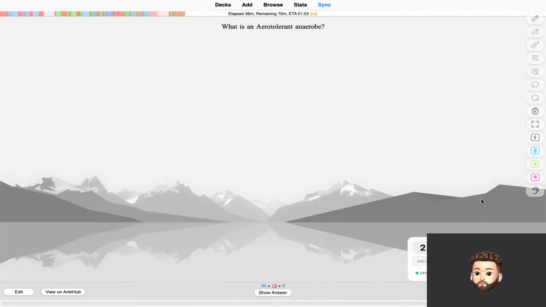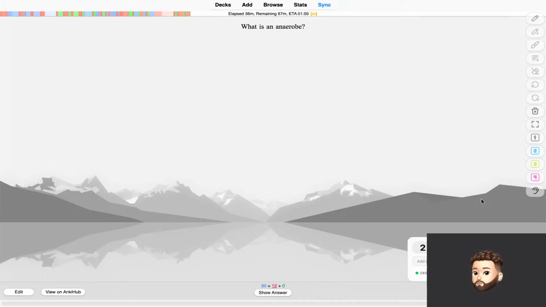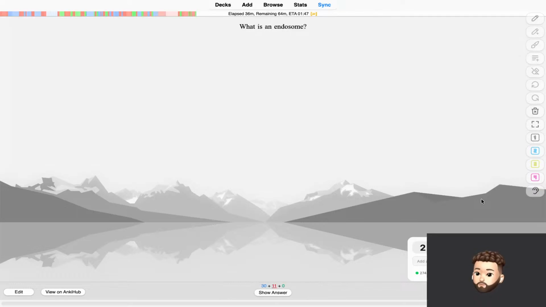What is an aerotolerant anaerobe? It won't die in the presence of oxygen, but it doesn't use it in its metabolism either. What is an anaerobe? It doesn't need oxygen to survive. Endosome is an endocytic vesicle that pinches off of the membrane.